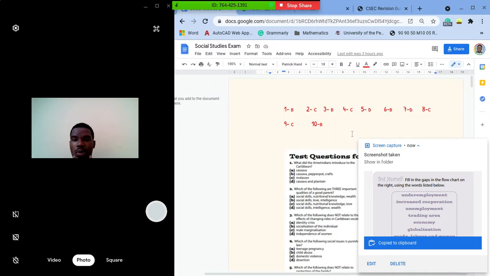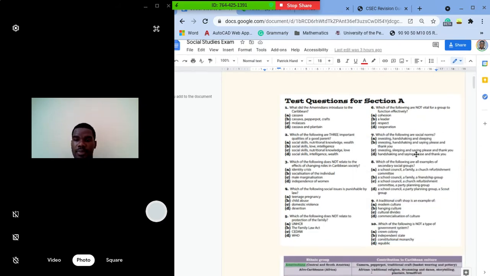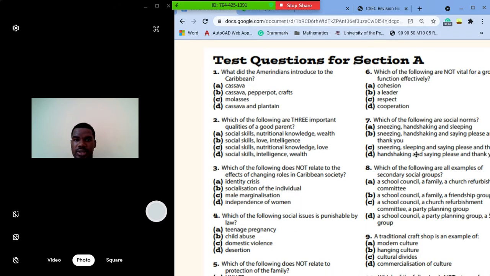us to go through some quick multiple choice questions. So the first question says, what did the Amerindians introduce to the Caribbean? And this one goes to Talia. Yes, sir. Right. What did the Amerindians introduce to the Caribbean? Was it A, cassava, B, cassava, pepper pot, and crafts, C, molasses, or D, just cassava and plantain? Would it be B or C?